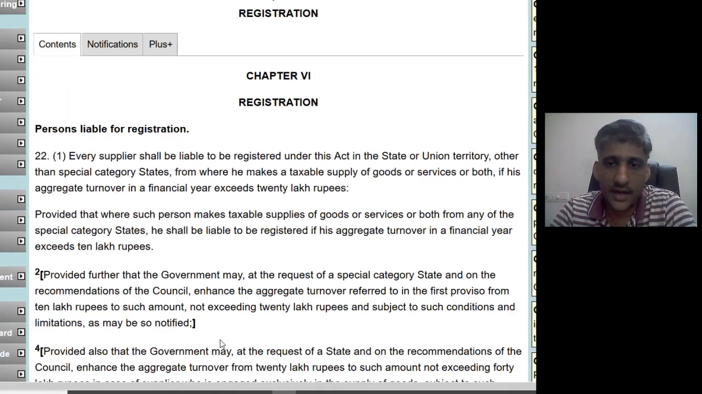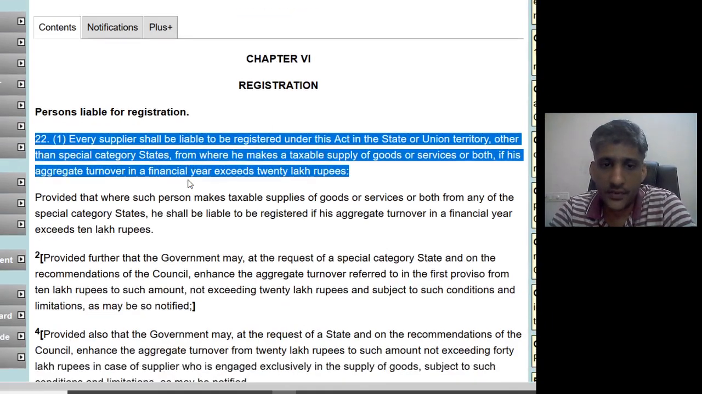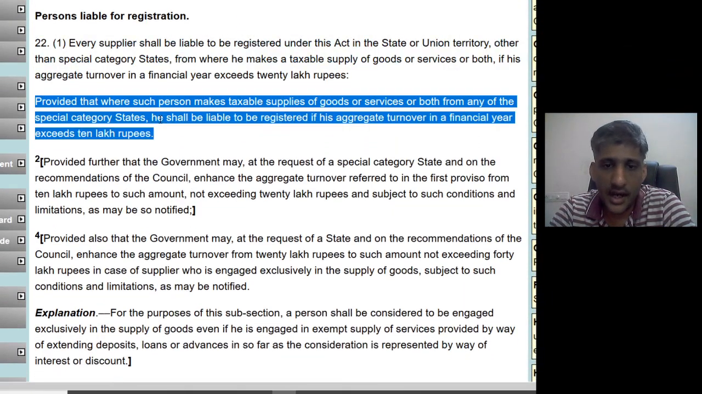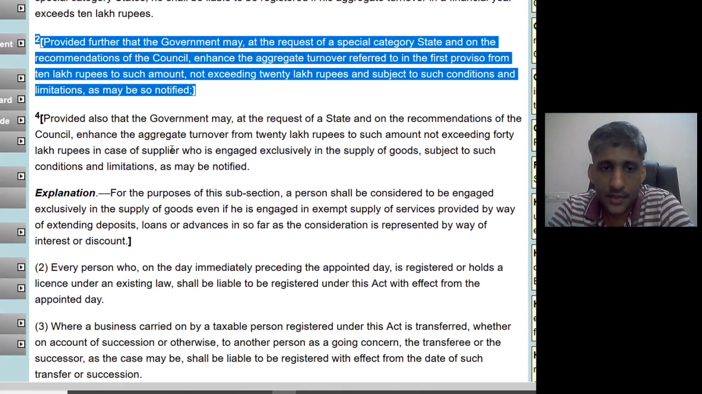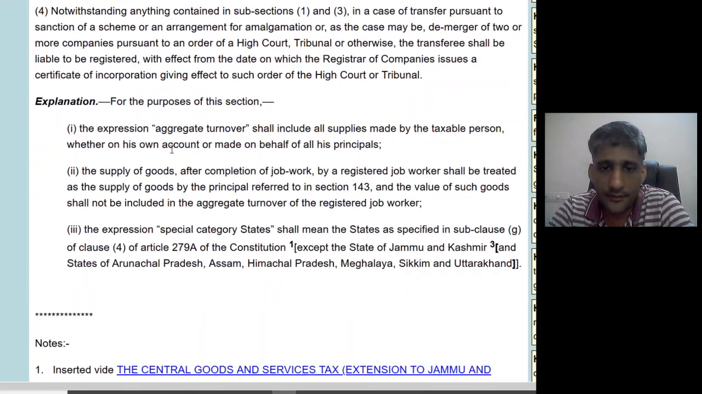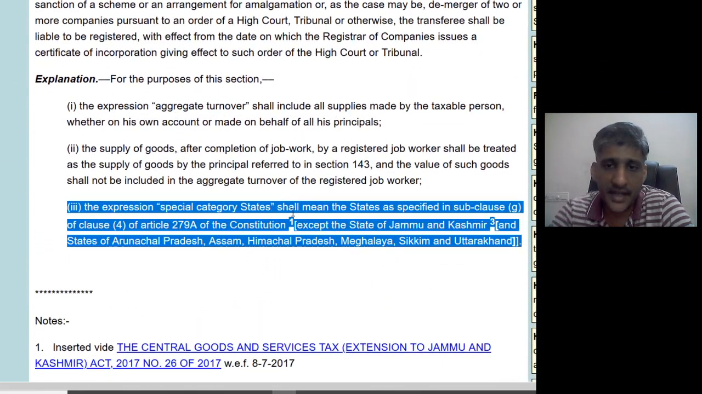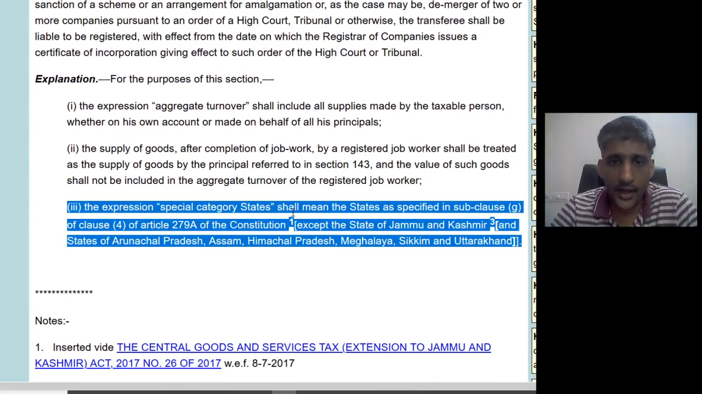Okay. So we have covered this 20 lakhs, we have covered this 10 lakhs, and we have covered this 40 lakhs with conditions. And we also saw the definition of what is the meaning of the word special category states. We have covered section 22 in this video. So introduction of section 22 we have done. I'm going to stop the video here.